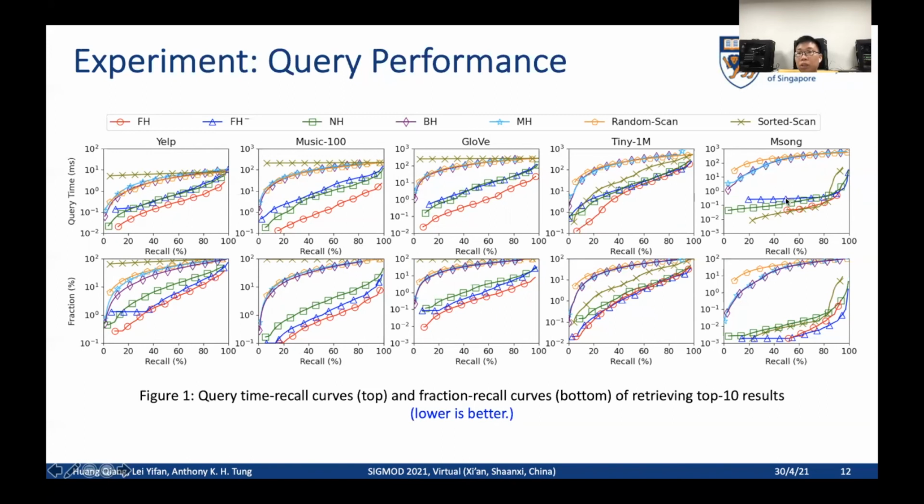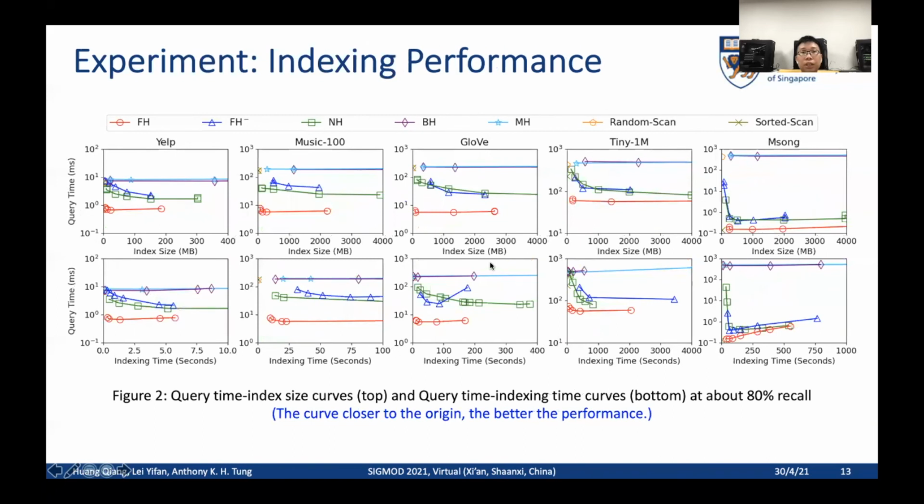On the dataset Mnist, the performance of sorted scan is comparable to FH. However, the performance of sorted scan is not very stable. For example, on the datasets Yelp, Music, and Glove, the performance of sorted scan is the worst among all the methods we show here. So we can claim that FH and NH we propose are more efficient and have a better trade-off between accuracy and efficiency than other competitors.